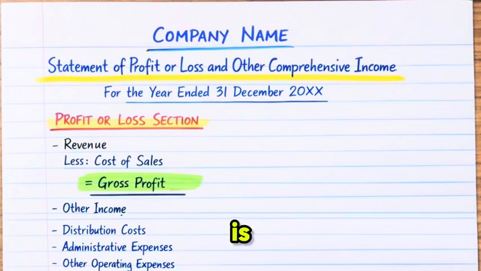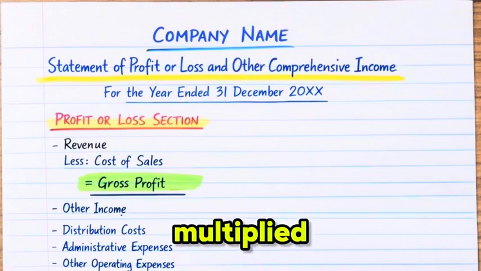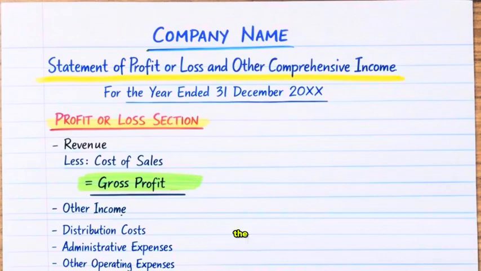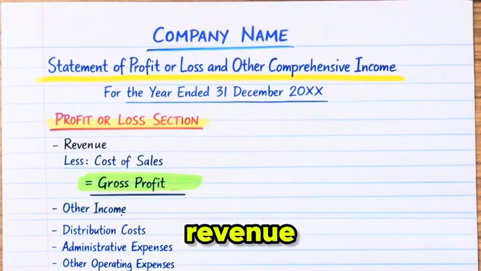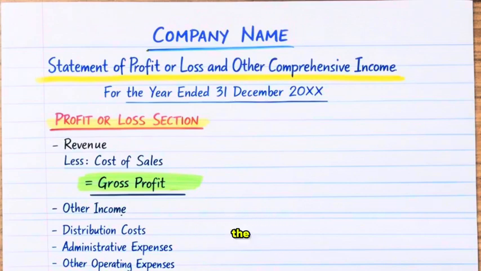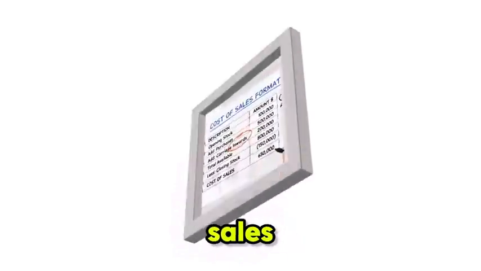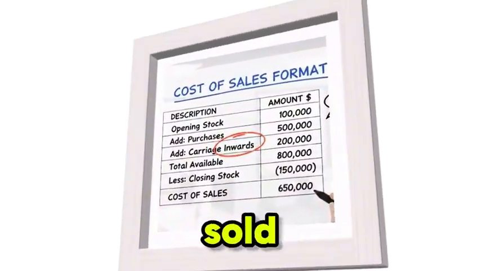The revenue might be given to you on a platter of gold, or you may have to go and calculate it. But remember, your selling price multiplied by the units sold will give you the revenue. So the revenue is the first on the line. After the revenue, you have what we call the cost of sales. It is also the same as the cost of goods sold. If you don't call it cost of sales, you call it cost of goods sold.